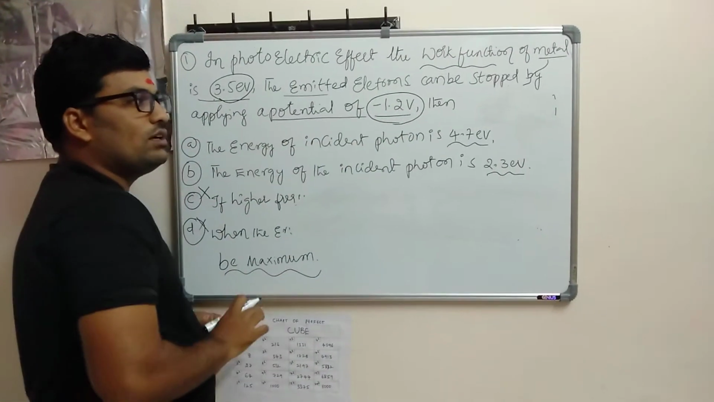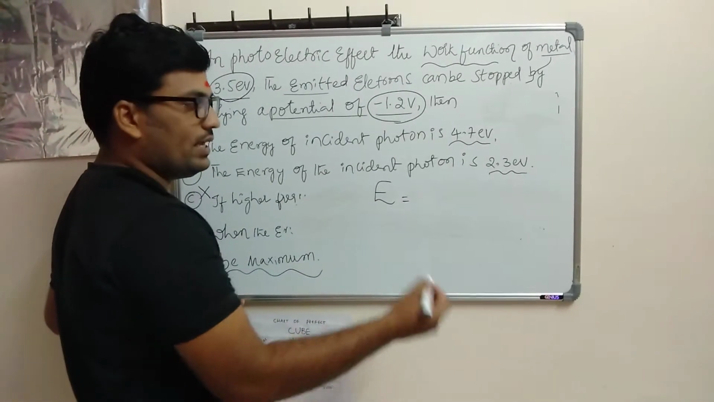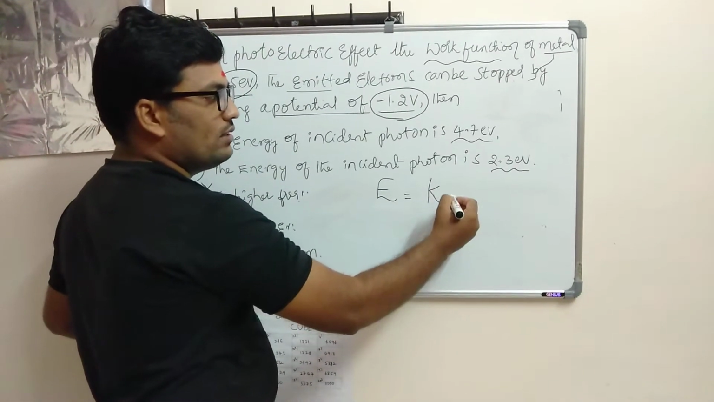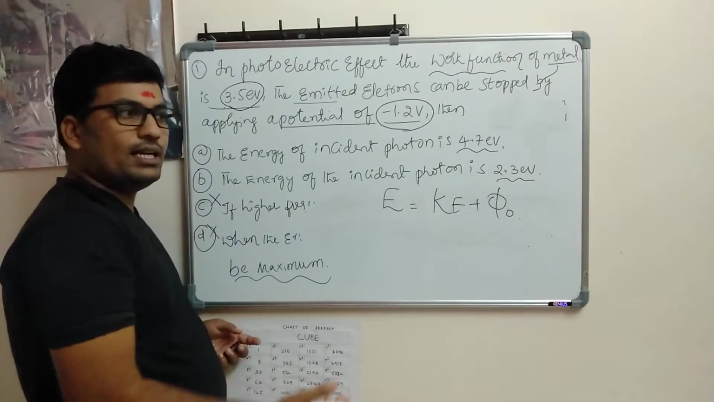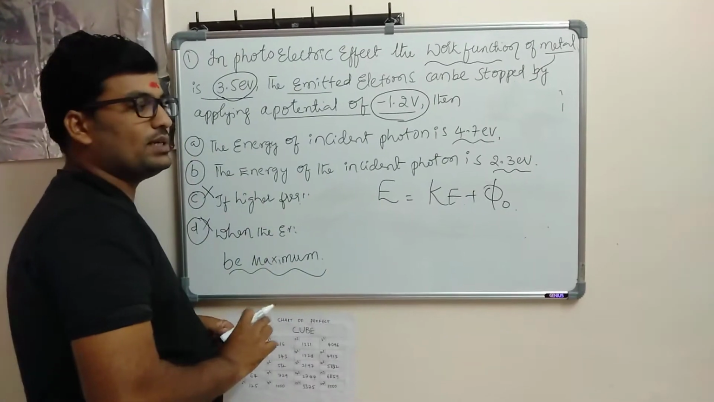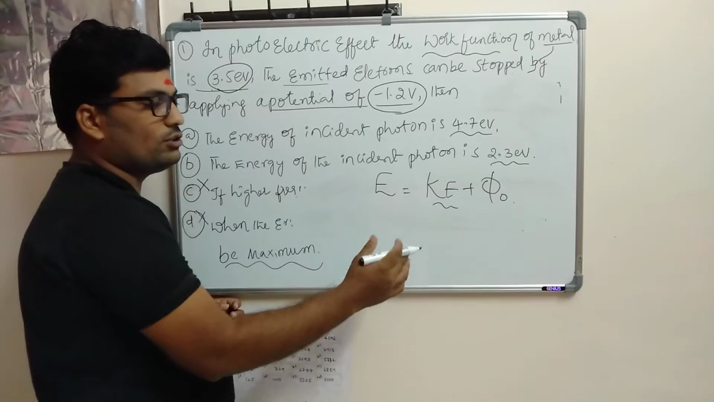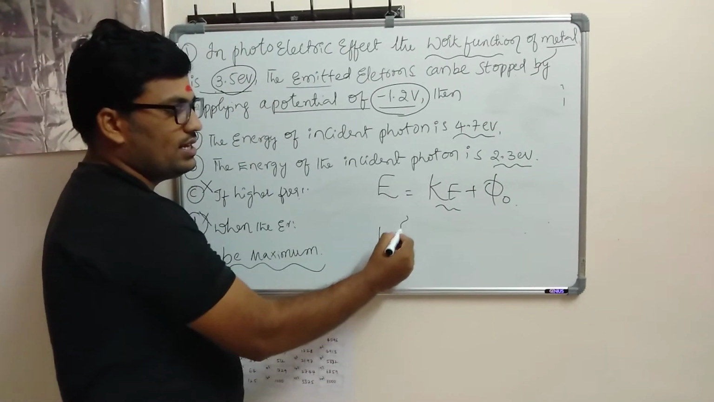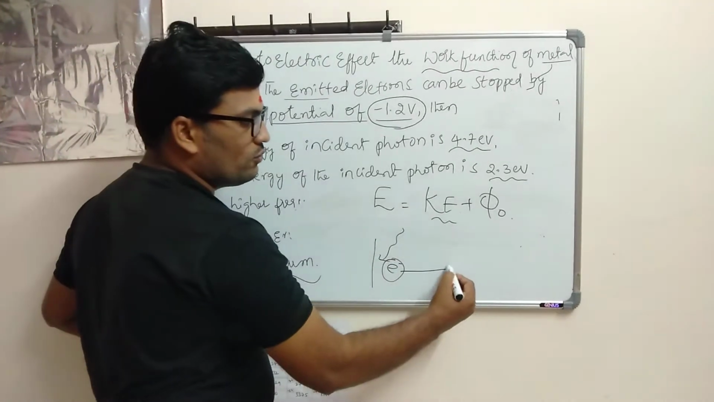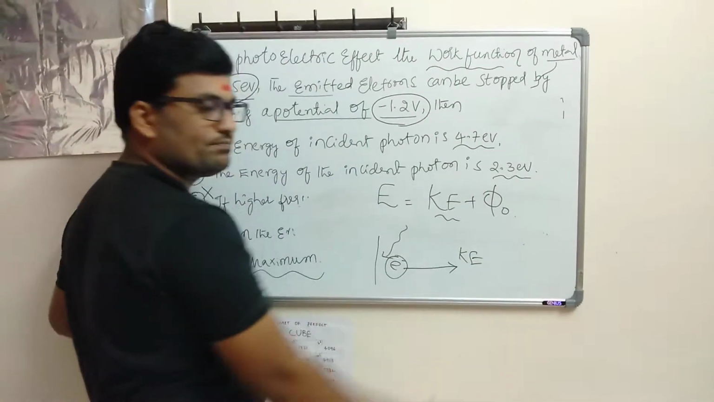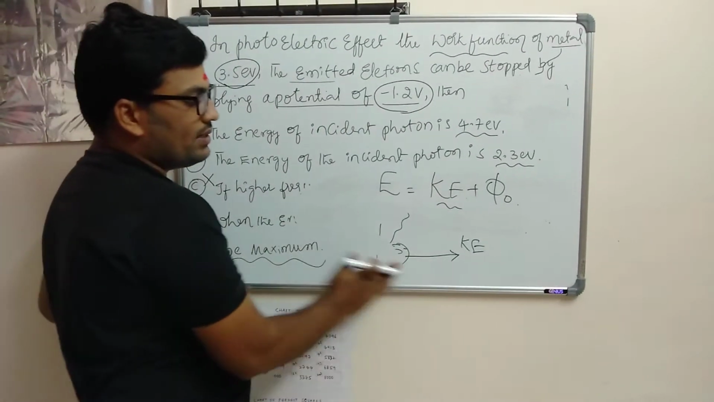I can use one formula: the total energy you are applying is equal to the kinetic energy of the electron, KE, plus the work function. Why kinetic energy? Because the electron which is liberated from the cathode, when you are supplying the light, will be moving with a certain kinetic energy.